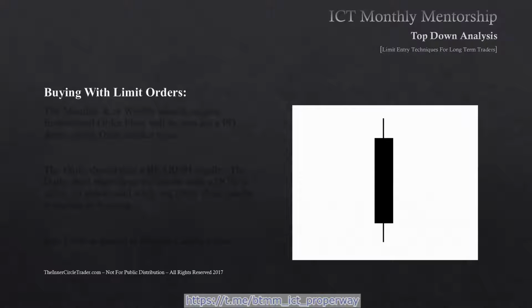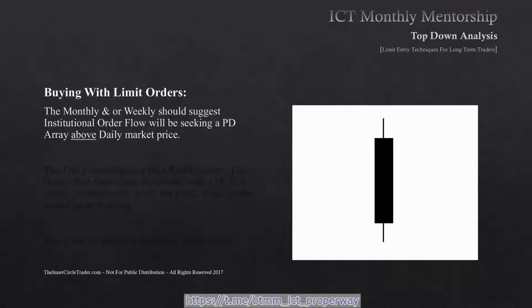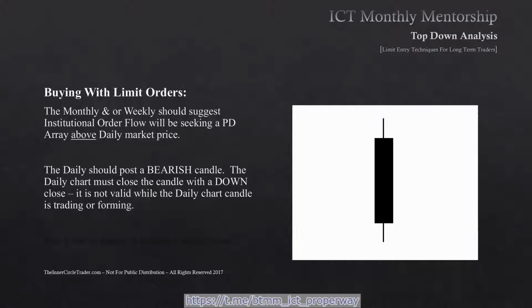Okay, we're looking at buying with a limit order, and much like we used for the buy stops, the monthly and/or weekly should suggest institutional order flow. We'll be seeking a PD array above daily market price. The daily should post a bearish candle. The daily chart must close the candle with a down close, and it is not valid while the daily chart candle is trading and/or forming. And the buy limit is going to be placed at the bearish candle's close.